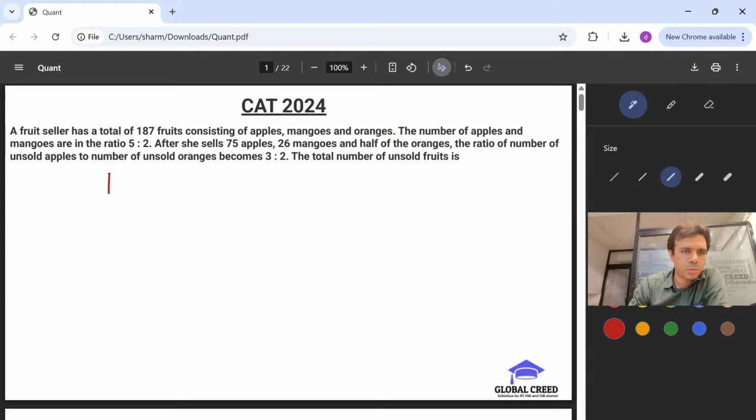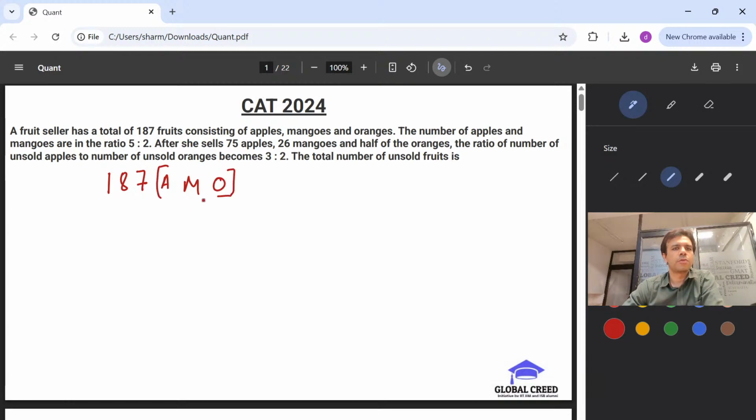so we have a total of 187 fruits, out of which what has been given to us is that it consists of apples, mangoes, and oranges. So these are what this 187 fruits consist of. Now if I take the ratio of apples and mangoes, that ratio is given to us as 5:2. So there is a ratio of 5:2 when it comes to apples and mangoes.